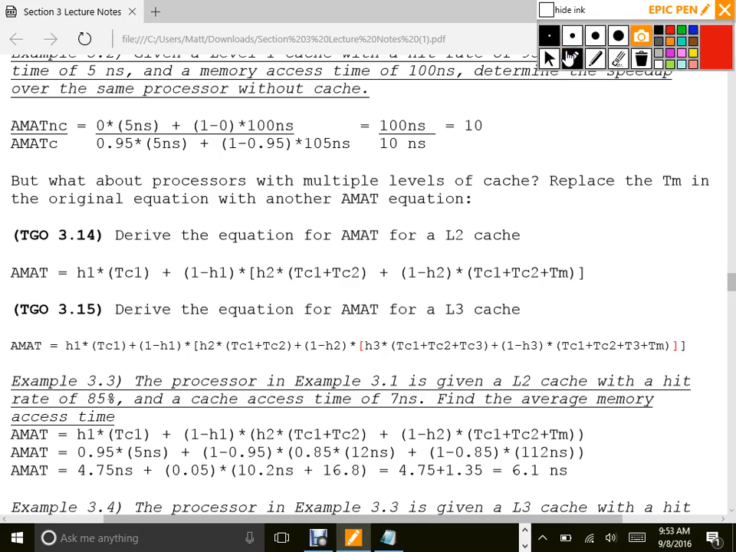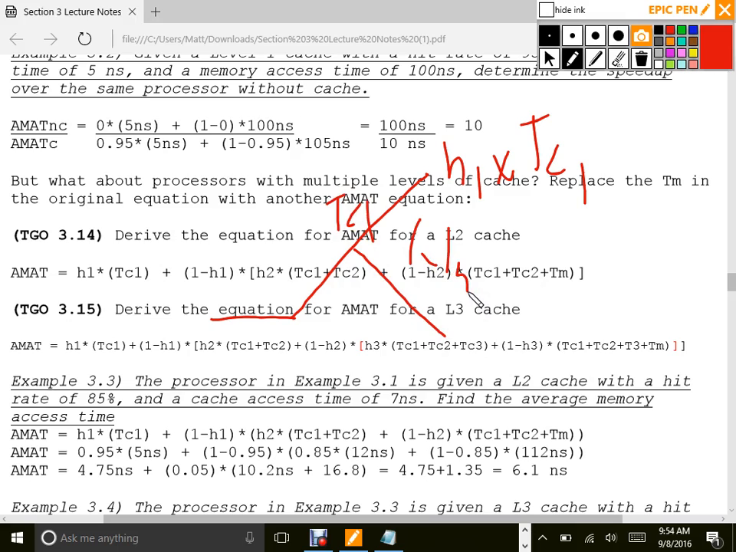If you have a hit in level 1, then it's going to be hit 1 times TC1, right? But if you miss, it's 1 minus hit 1, and then it's either going to be a hit in level 2, or a miss at level 2, right? And if you miss in level 2, it's either going to be a hit in level 3, or a miss in level 3, at which point we go to memory. So to build these equations, just think of it as a probability tree. And each time you have to go looking in each level. So that's where your times come in.